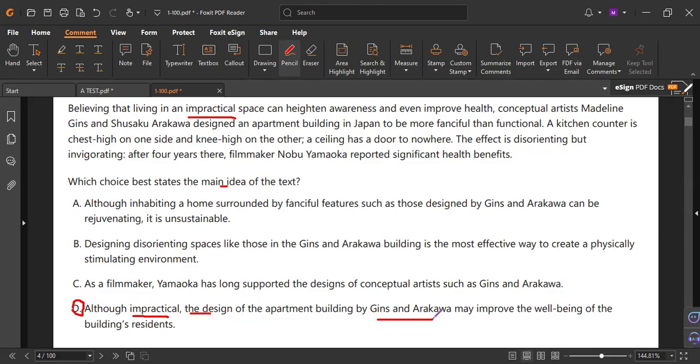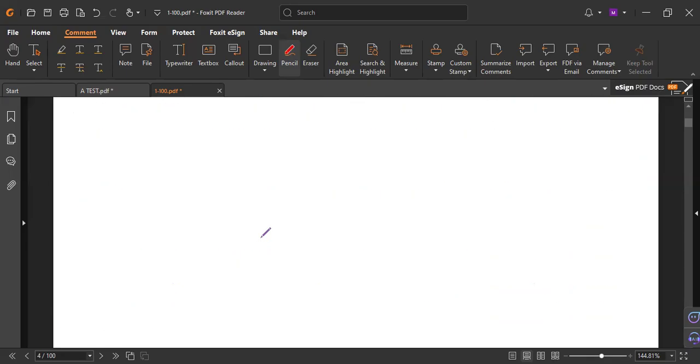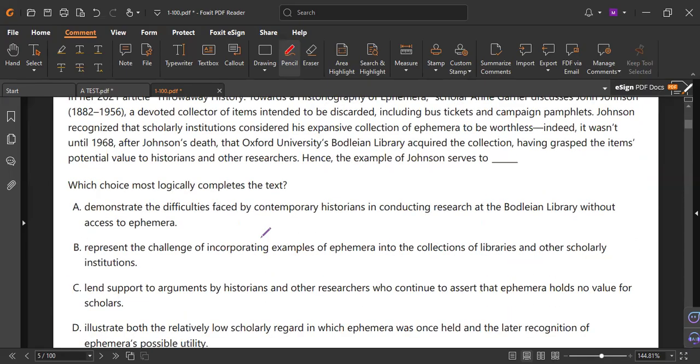I'm just checking if they have something opposite to the text or not. May improve the well-being. Do we have that? Yes. Improve health. Yes or no? And he said to be fanciful than function. And here, of course, well-being means improving health. So that's why. And he reported already that it had significant health benefits. So already it has, that is right. Okay, good try. How about the next?